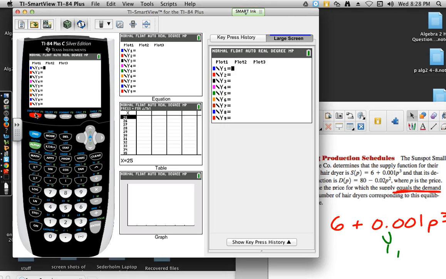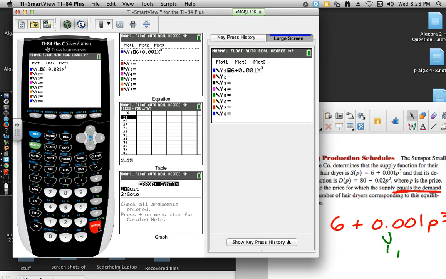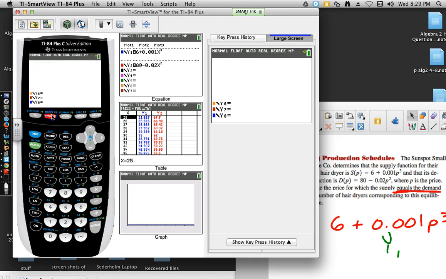So we are into y equals here, and we're going to do 6 plus 0.001 x to the third, because the calculator couldn't care less whether we're giving it an x or a p. It doesn't care. All right, now the next one up was 80 minus 0.02, and that was x squared. All right, so we've got the 6 plus 1/1000th x to the third, and we have 80 minus 2/100ths x squared. Next up is window.